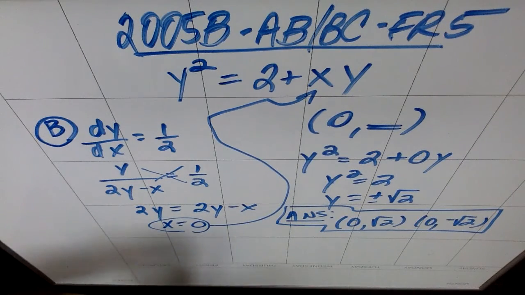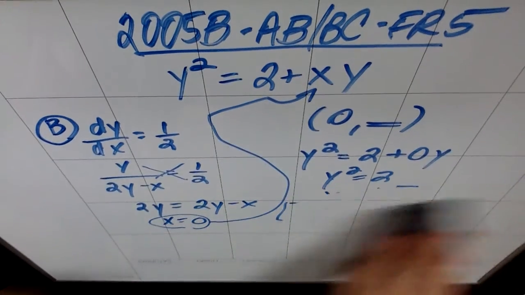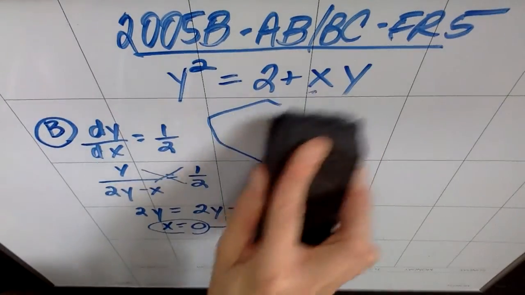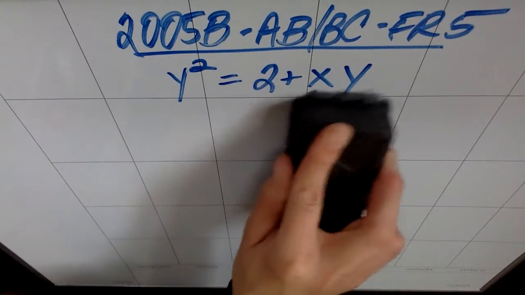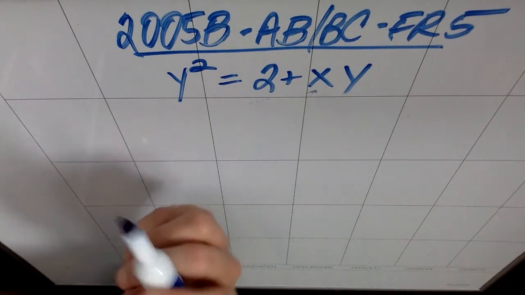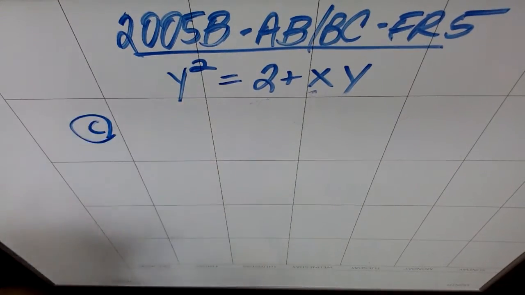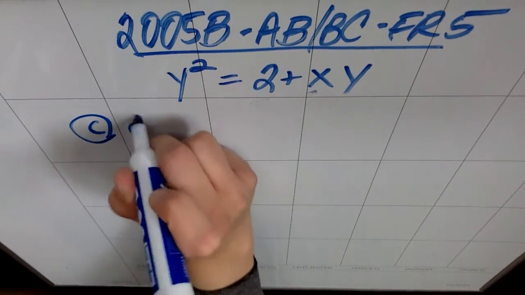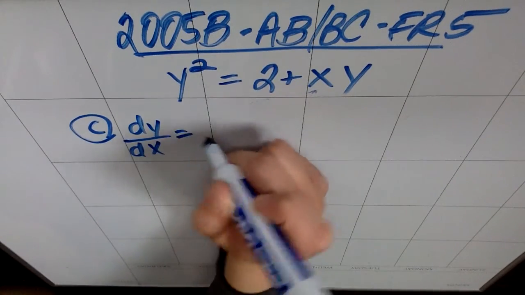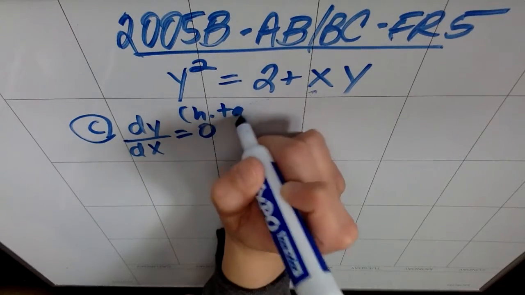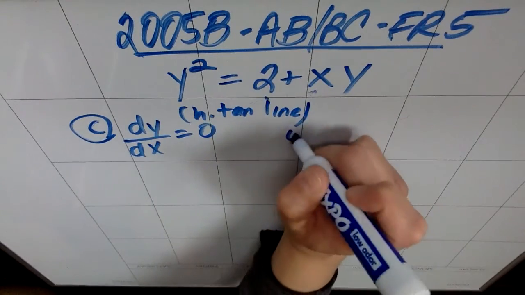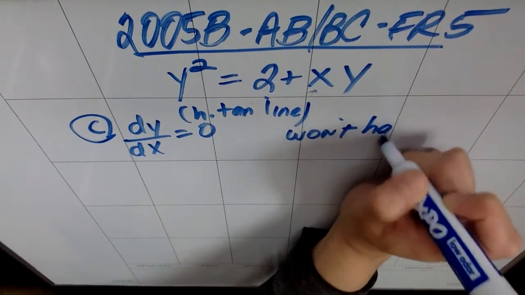Cool. Part C. Show that there are no points x comma y on the curve where the line tangent to the curve is horizontal. Cool. So they're specifically telling you this is not going to work. That's important information. They're saying in part C, show that dy/dx equals 0, which means a horizontal tangent line, won't happen. Show that that's not possible.